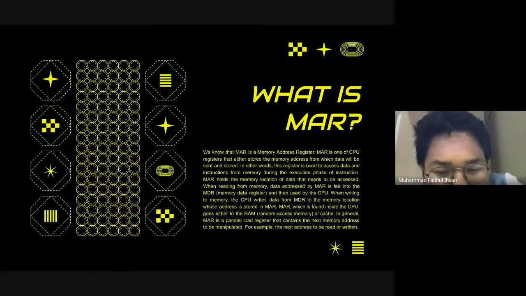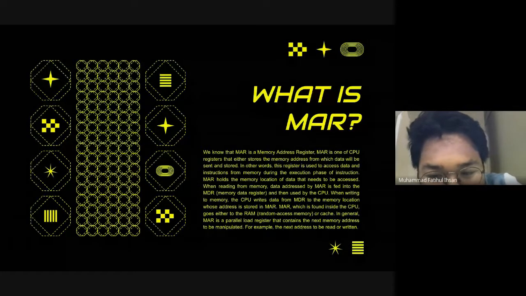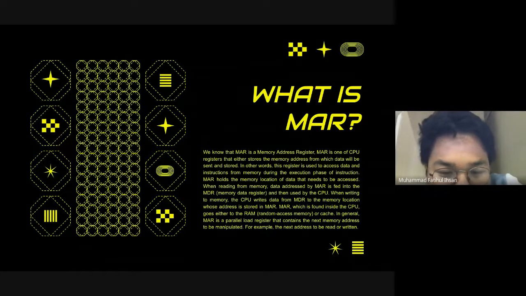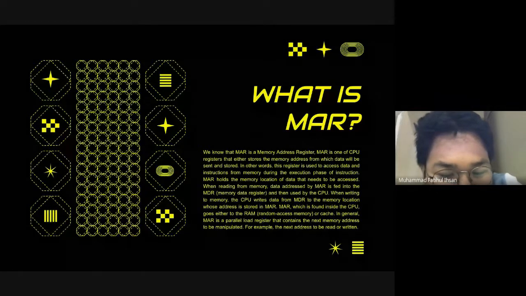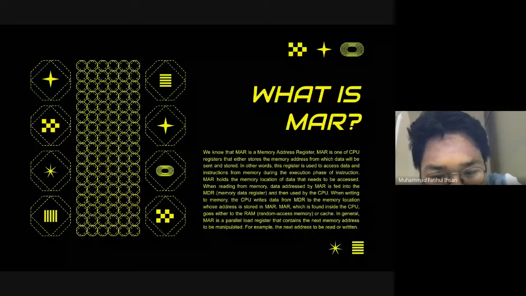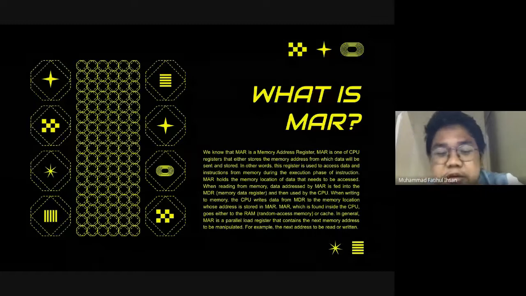When reading from memory, data addressed by MAR is fed into the MDR or memory data register and then used by the CPU. When writing to memory, the CPU writes data from MDR to the memory location whose address is stored in MAR. MAR, which is found inside the CPU, goes either to the RAM or random access memory. In general, MAR is a parallel load register that contains the next memory address to be manipulated. For example, the next address to be read or written next.